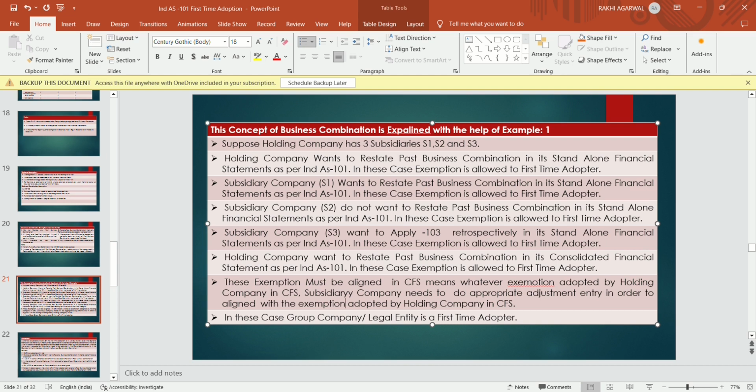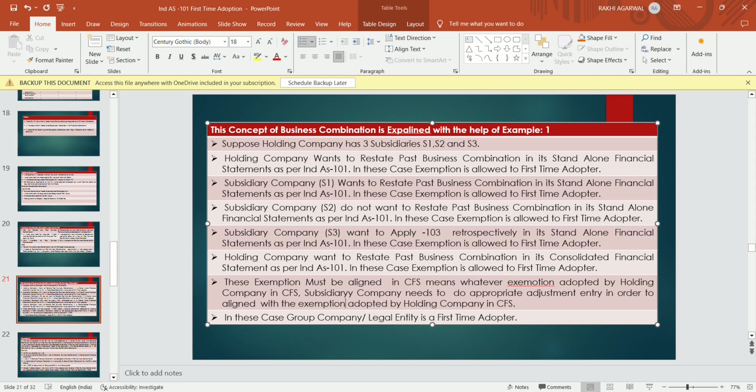S3 wants to apply 103 retrospectively in its standalone financials as per 101. So because S3 is also a first time adopter, the exemption is allowed. Now, holding companies also in CFS want to restate their past business combination. As per Ind AS, it is also treated as a first time adopter, because an exemption is allowed. But these exemptions must be aligned in CFS.